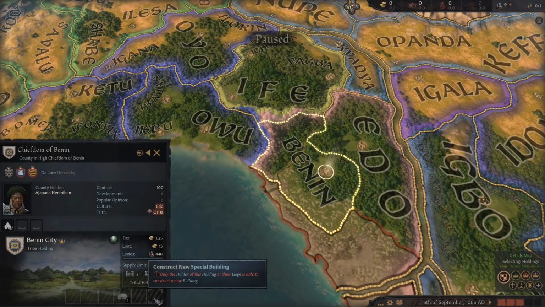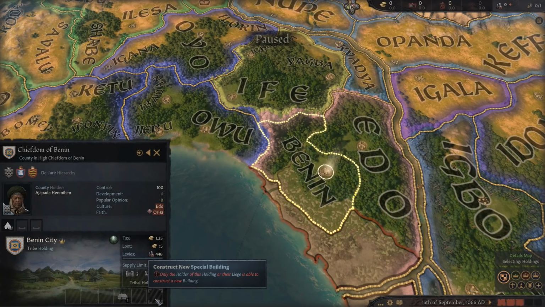So what does this give you? The holding itself, it's a +2 fort level, plus 50% garrison size, and then for the county, plus 20% in taxes, plus 75% development, as well as plus 0.2 monthly development growth, plus 50% hostile raid time, plus 5 defender advantage for your army commander, and plus 50% levy size. Now, I talked about Benin taking a while for the British Empire to make it fall in the 19th century, and that was really because of those walls and the fortress of Benin.